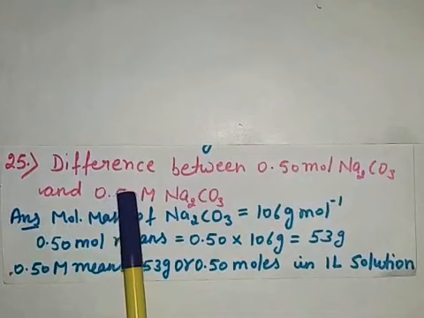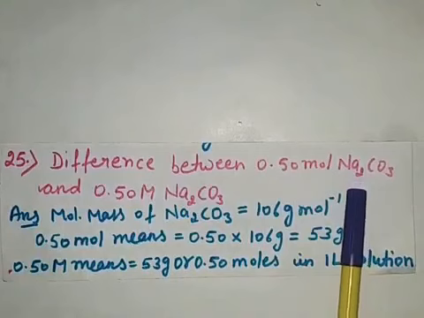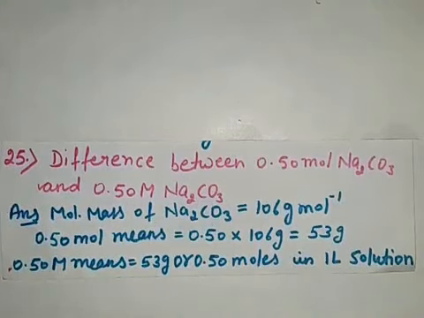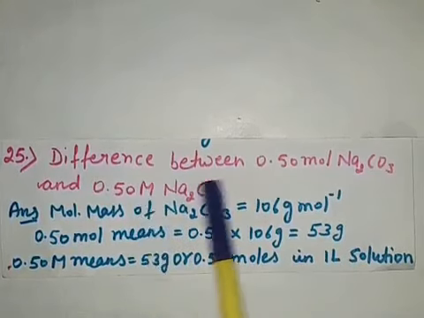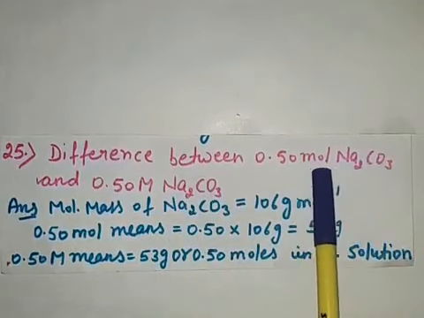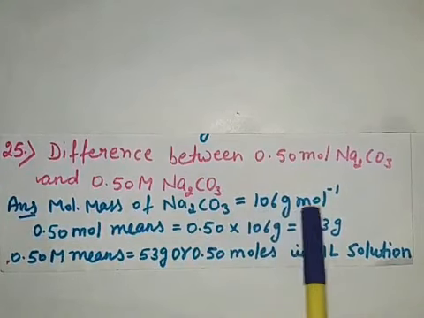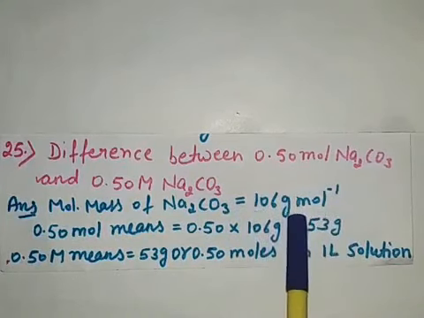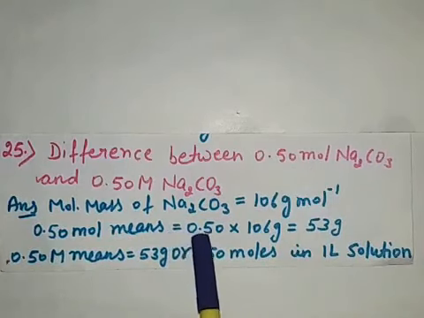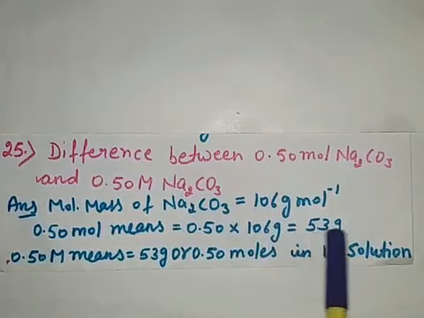So in question number 25, you have to tell what is the difference between 0.50 mole of sodium carbonate and 0.50 molar sodium carbonate. Now as you can see, this is molarity and this is number of moles. So when we talk about number of moles, first of all we will find out the molar mass of sodium carbonate, which is equal to 106 gram per mole. So what is the meaning of this? Here 0.50 mole means 0.50 into 106 gram, which is equal to 53 gram.